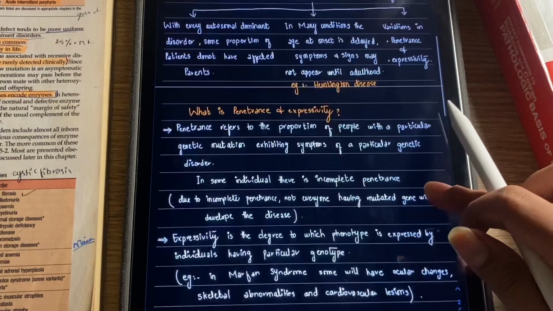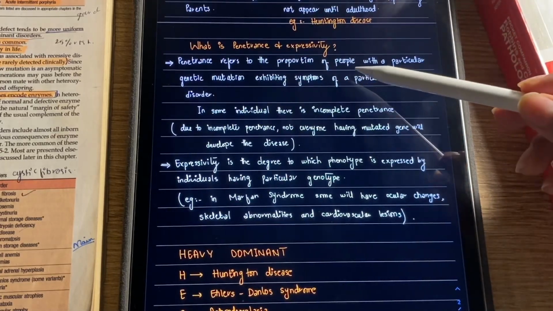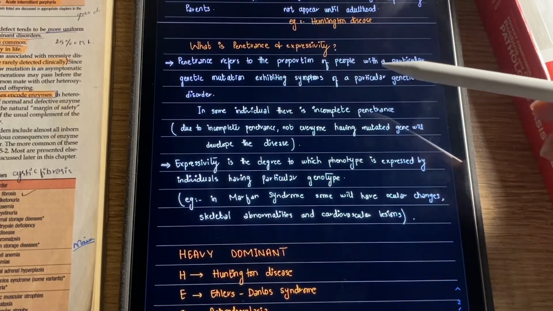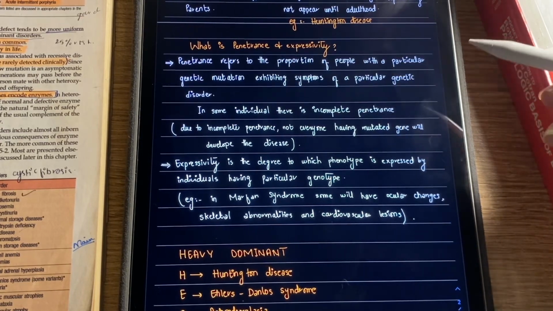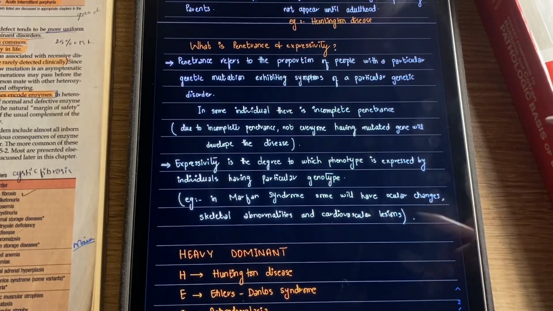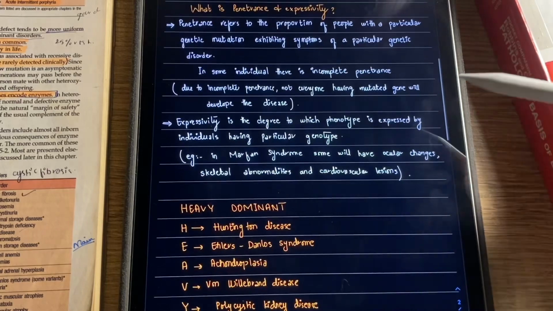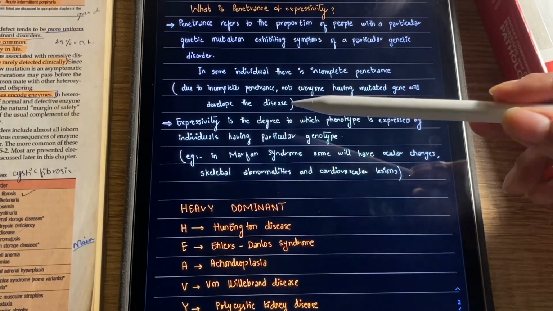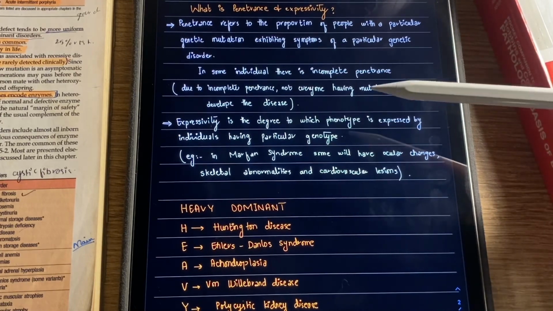What is penetrance and expressivity? If we talk about penetrance जो है, it refers to the proportion of the people with a particular genetic mutation exhibiting symptoms of a particular genetic disorder. Sometimes हमारे पास क्या होता है कि incomplete penetrance होती है due to which हमारे पास जो mutated gene के present होते हुए भी जो disease है that is not fully developed and affecting the patient. And expressivity is the degree to which phenotype is expressed by the individual having a particular genotype.